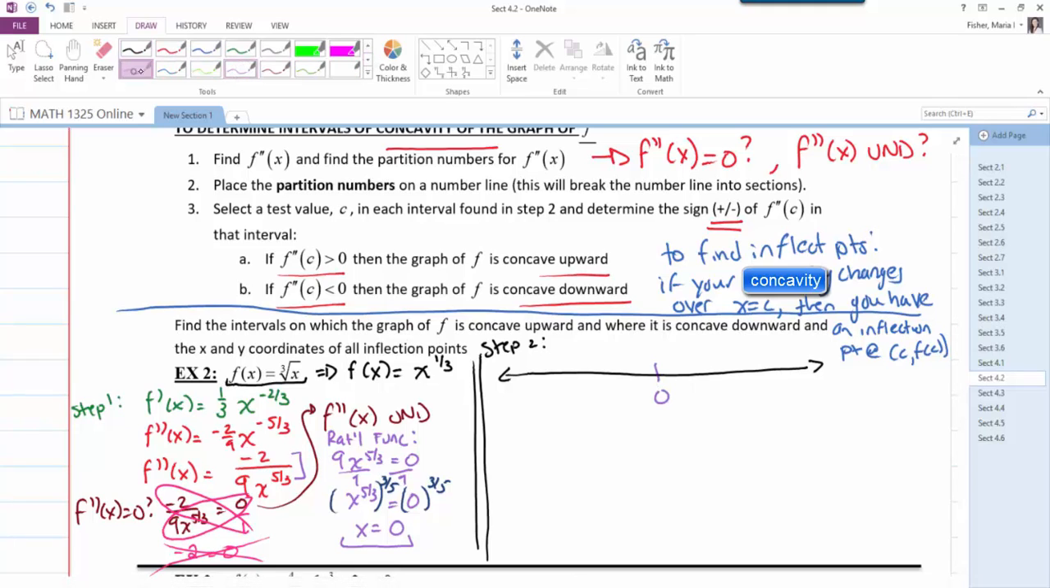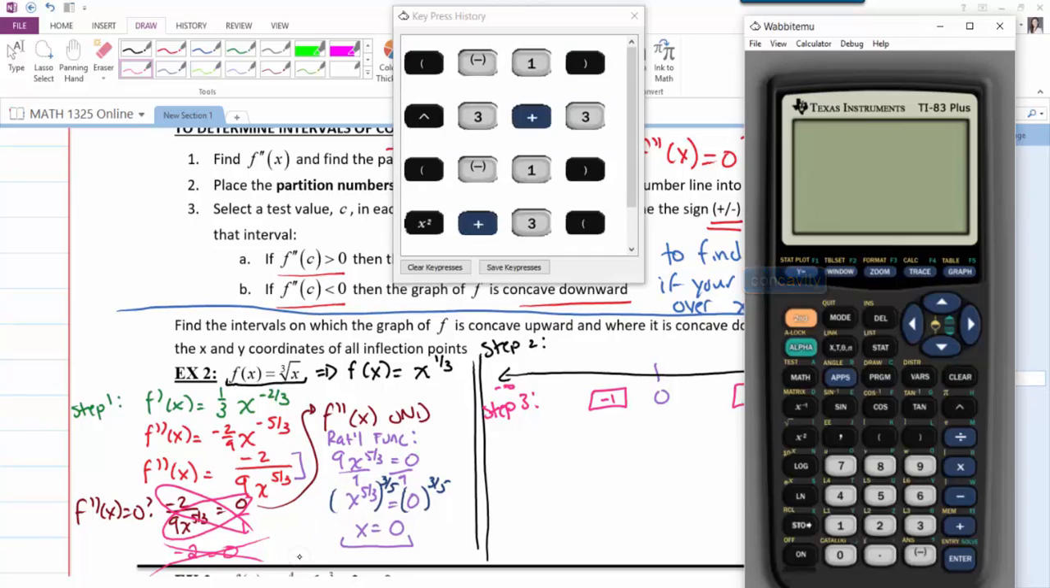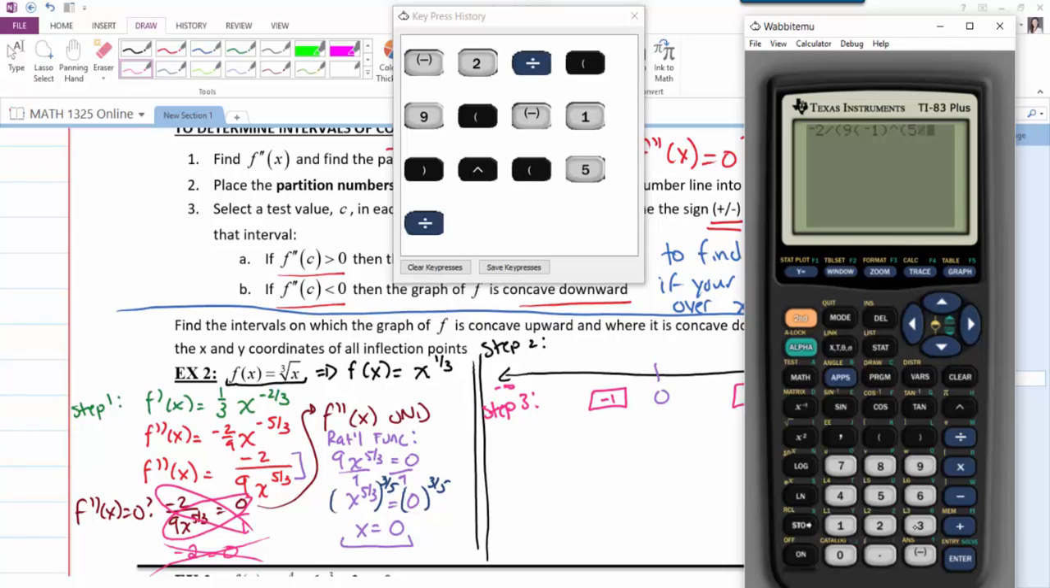And then step 3, choose a test value from each one of those intervals. So from negative infinity to 0, I'm going to choose negative 1. And from 0 to positive infinity, I'm going to choose positive 1. And I plug them back into the second derivative and figure out if you end up with something positive or negative. So let's plug them into that second derivative. Negative 2 divided by, in parentheses, 9 times negative 1, raised to the 5/3. I hit enter and I end up with something that is positive.